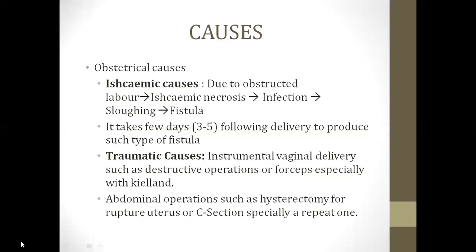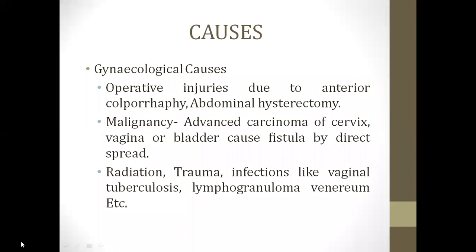So, coming to the traumatic causes, sorry for the interruption. Ischemic causes we have already dealt with. Traumatic causes include instrumental vaginal deliveries such as destructive operation or forceps, especially with keloids, and abdominal operations such as hysterectomy for rupture of uterus or cesarean section, especially repeat cesarean section.